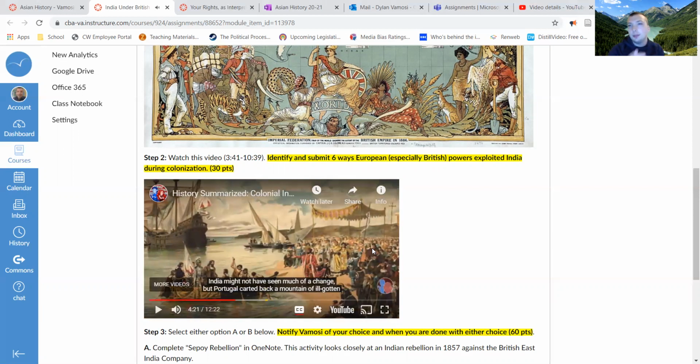This is whenever the Mughal Empire is particularly prominent within India.